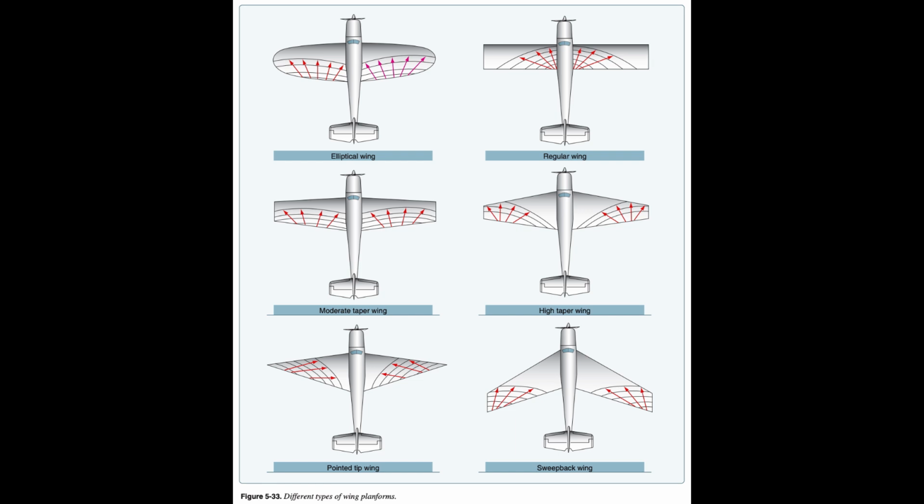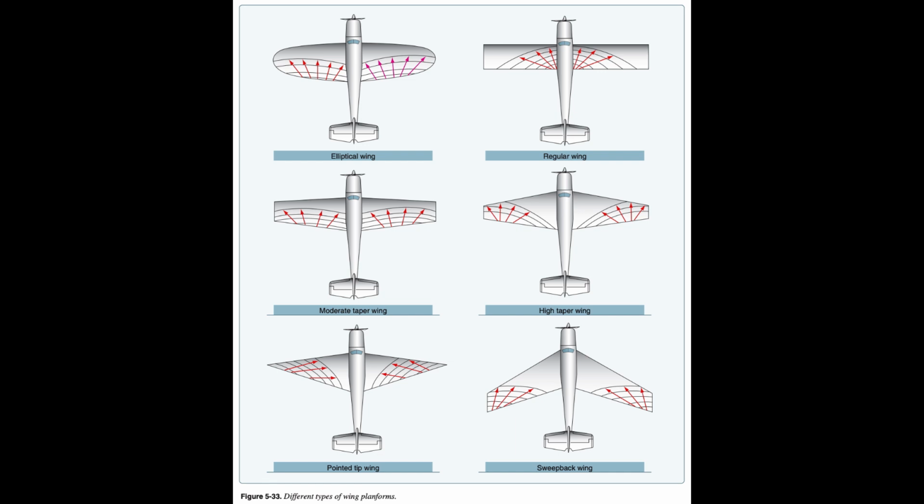The second means of changing the planform is by tapering, decreasing the length of chord from the root to the tip of the wing. In general, tapering causes a decrease in drag, most effective at high speeds, and an increase in lift. There is also a structural benefit due to a saving in weight of the wing.